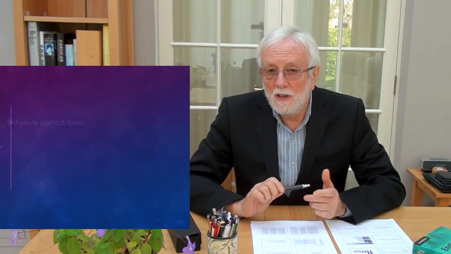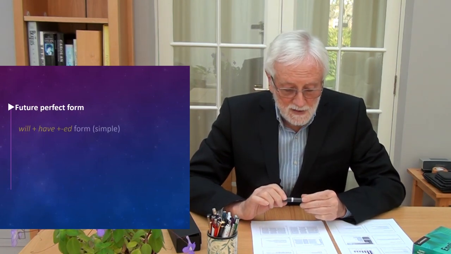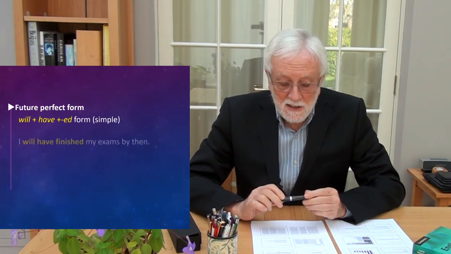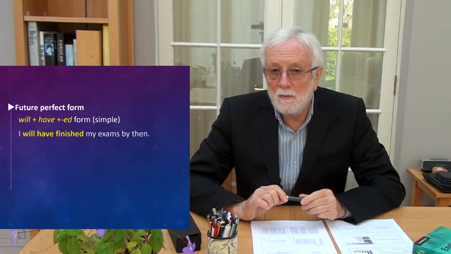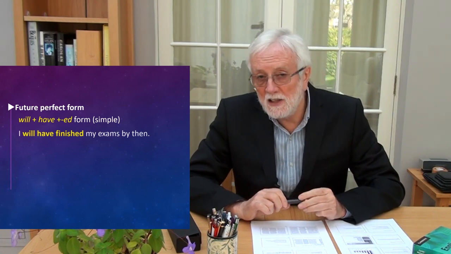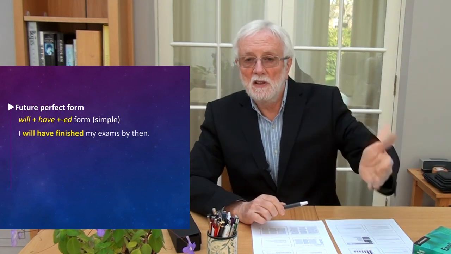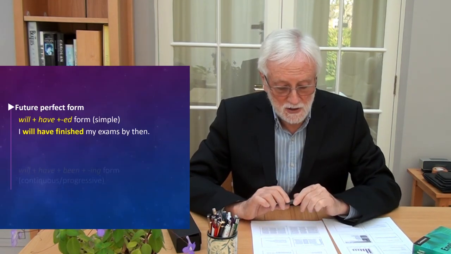Let's have a look now at a couple of examples of this future perfect form. It's formed with the verb will or shall plus have plus what we call the ed form in the simple aspect. So for example, "I will have finished my exams by then." This is a person looking forward into the future to a date, and at that point that person's examinations will finish. They will already have finished.